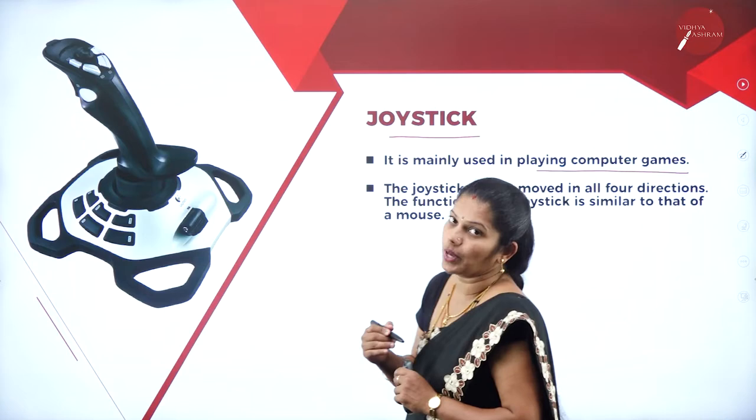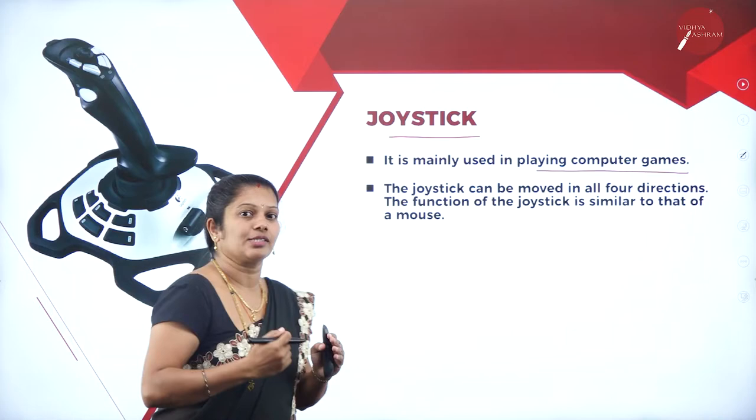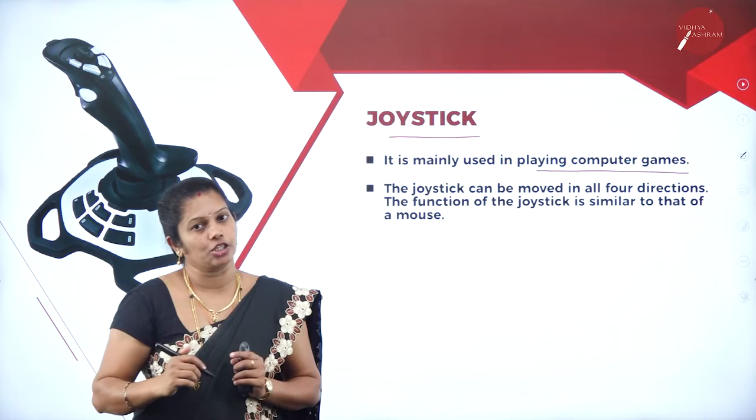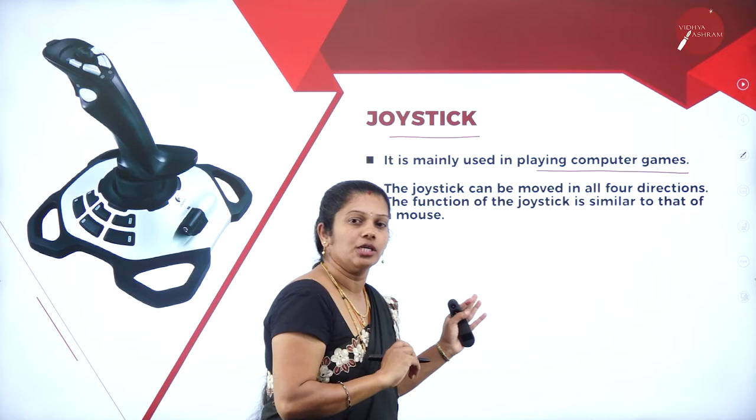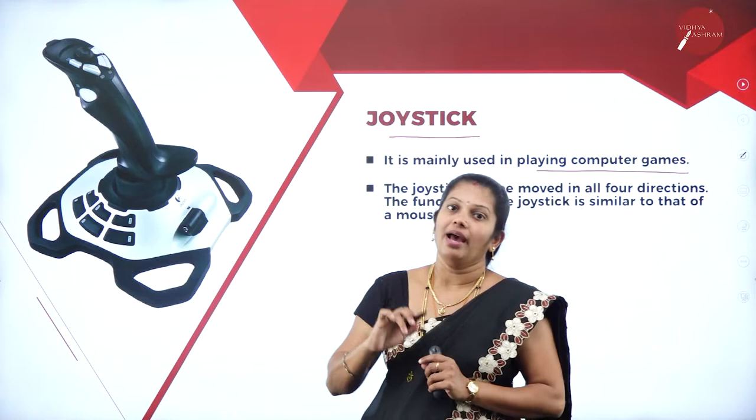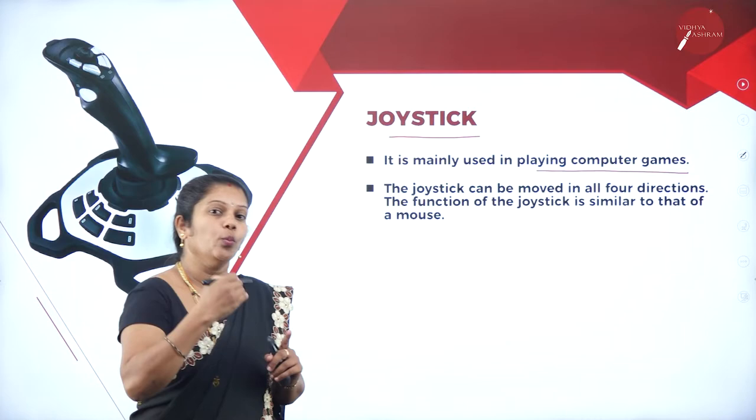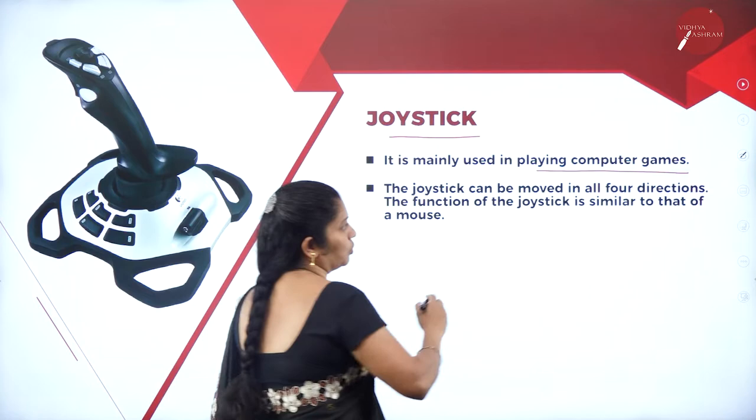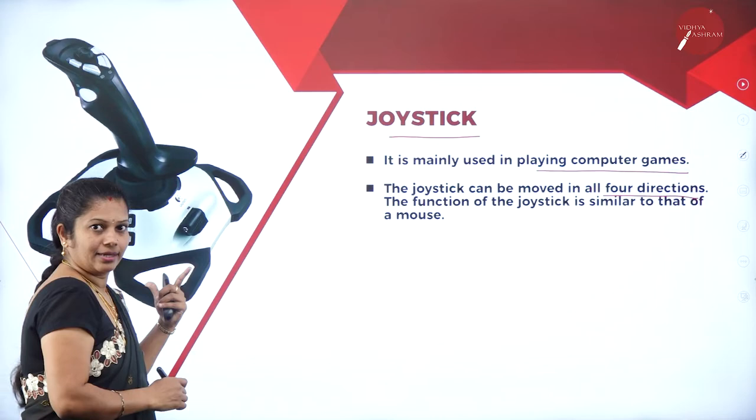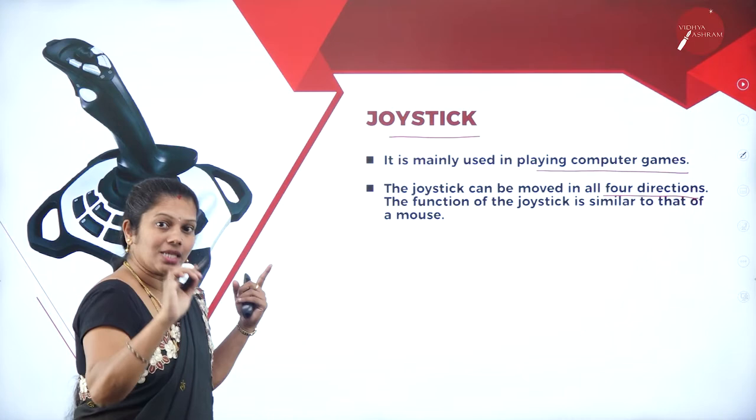This joystick has some trigger options. By that, we can give commands on which task exactly has to be performed, or when it has to give sound, or when it has to shoot. Everything we can control by using this joystick. Joystick is one of the input devices. It is mainly used for gaming purposes, and it has some gears. By those gears, we can control the movement as well as the speed, as well as the actions which we can perform on the computer. It can be used to move in all four directions. We can move the joystick and control the speed, sound, actions, everything by using this joystick.